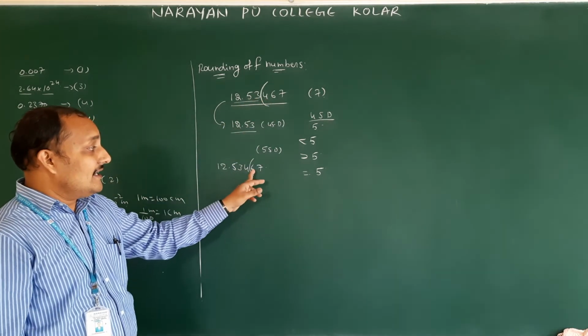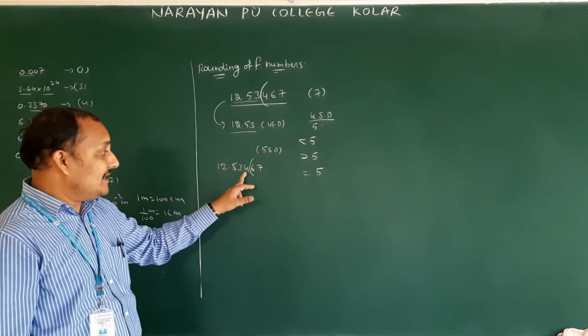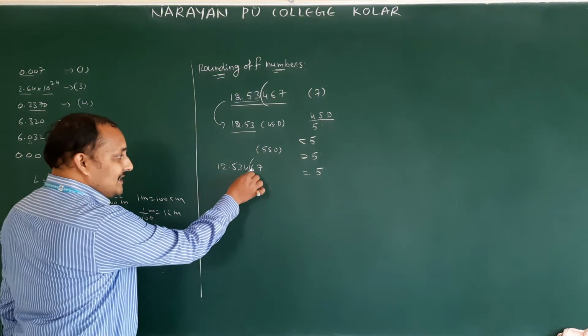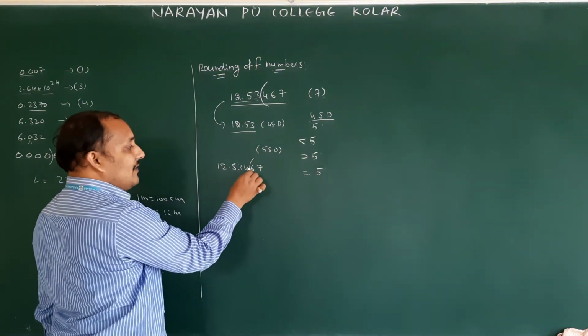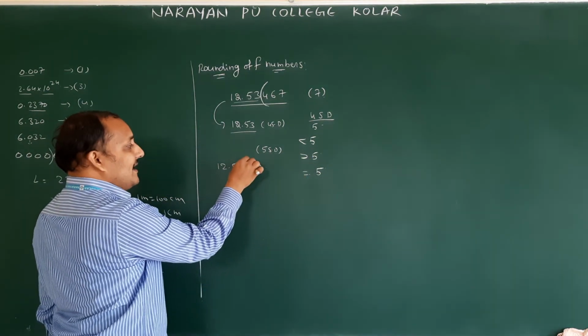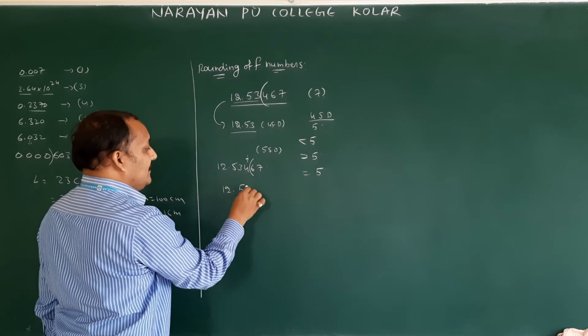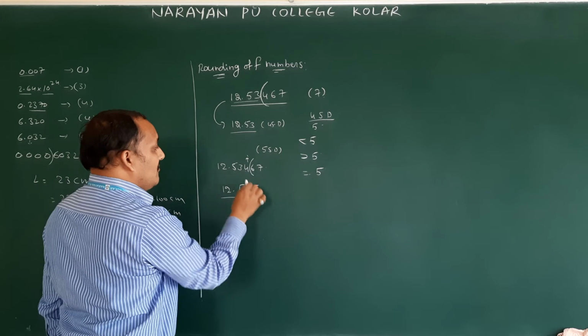Okay. So if the removing digit is greater than 5, then the preceding digit is going to be raised by 1 always. Now 6 is greater than 5. Therefore, this 4 should be raised by 1. Then what is the final answer? It means 12.535.